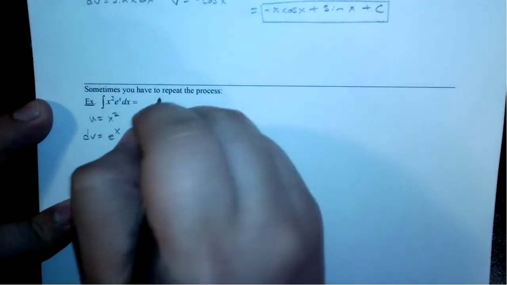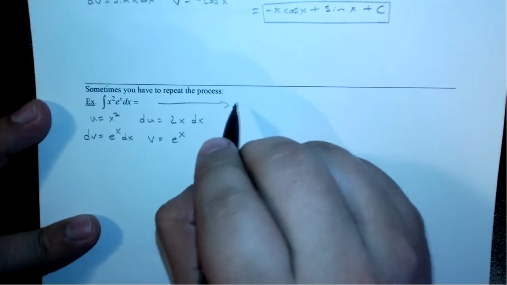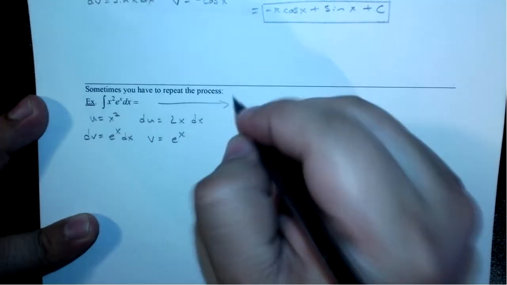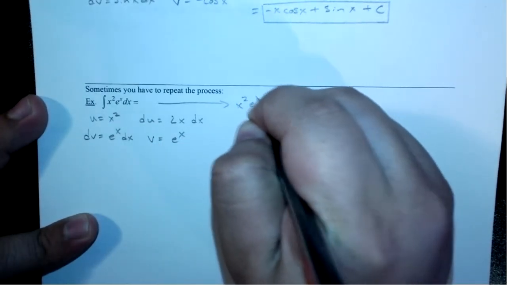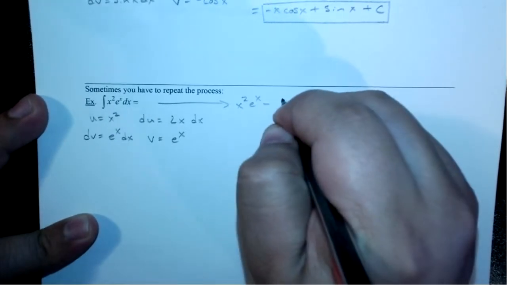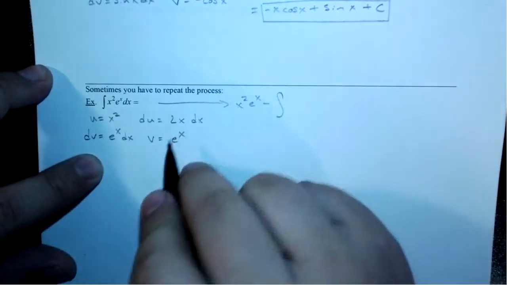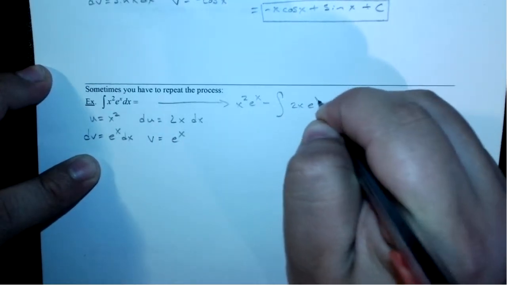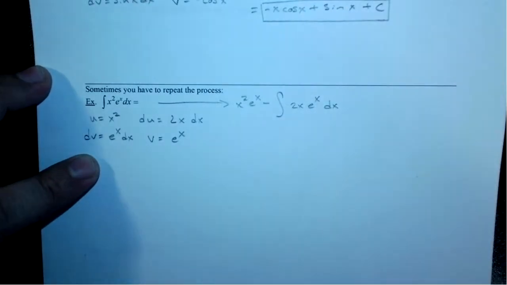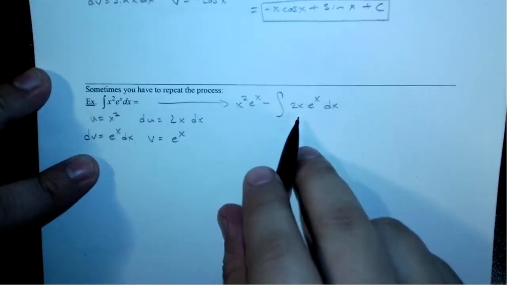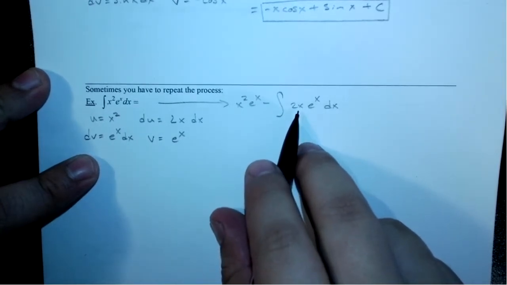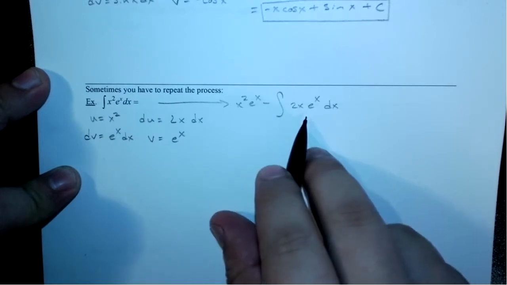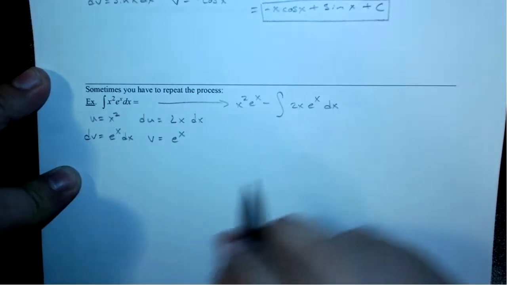Okay, and now if we plug this in, what happens? Well, we have u times v, so x squared times e to the x minus the integral of v du. So that would be 2x e to the x dx. Okay. Now, we still don't know what this is. So we're going to have to do another integration by parts for this piece to find out the rest of our integral for the original one.